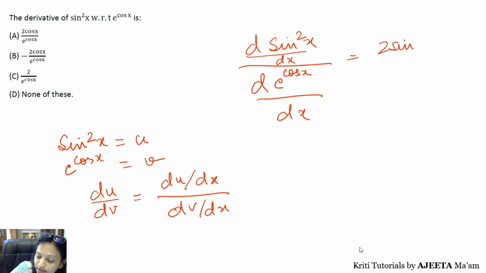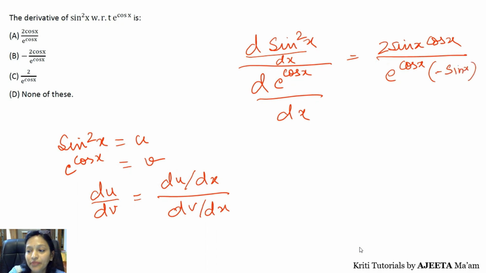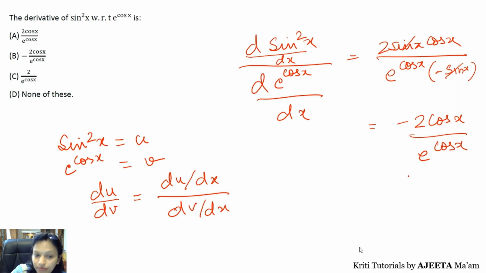So what will you get here? 2 sin x cos x. And the derivative of exponential cos x is exponential cos x into, you will apply the chain rule, minus sin x. Now sin x will get cut. So what will you get? Minus 2 cos x upon exponential cos x. So which option is correct? Option B is correct, right? So it's a very simple concept which can be done within seconds. So you can easily solve it.